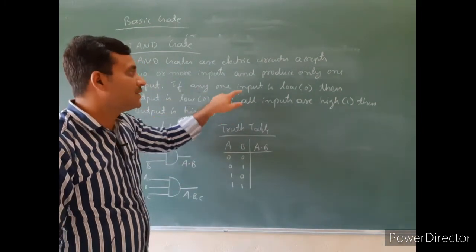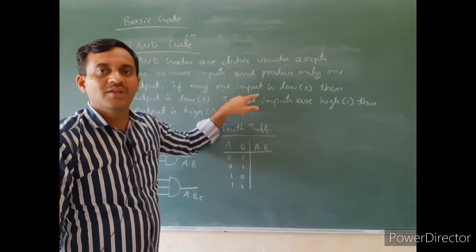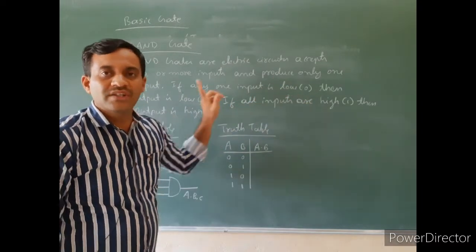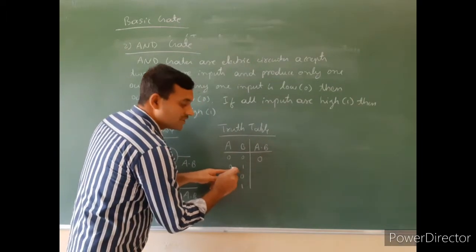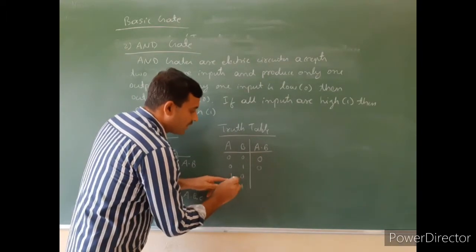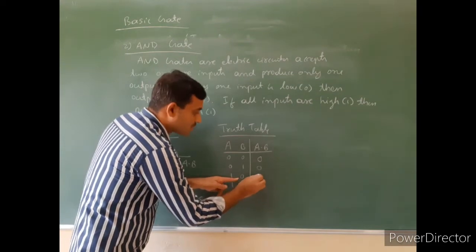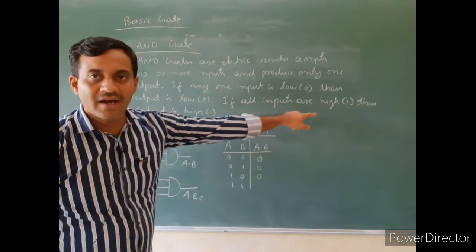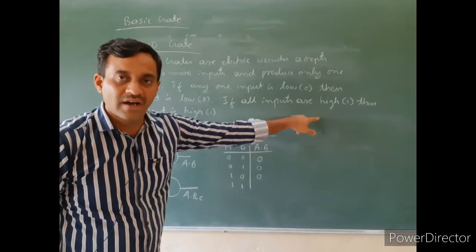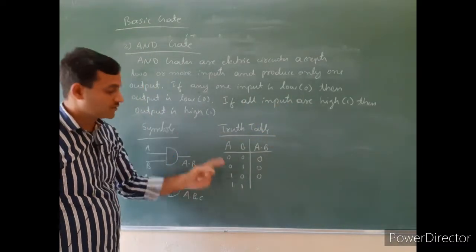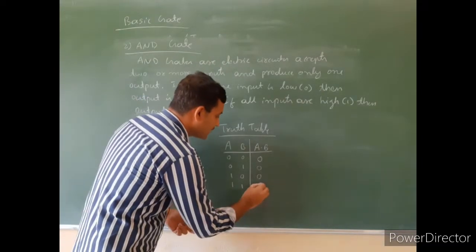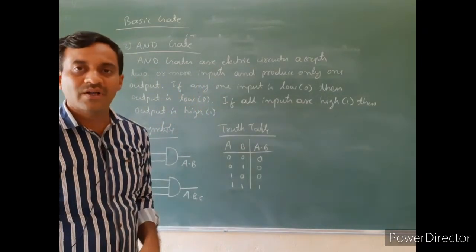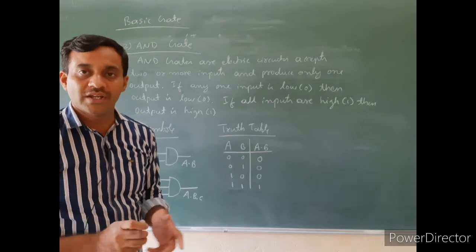If any one input is low, then the output is low. See here 0 0, then 0 1, any one is 0, then the output is 0. 1 0, any one is 0, output 0. If all inputs are high, then the output is high. So in the last combination, all inputs are 1, hence the output is 1. This is the truth table for 2 variables or 2 inputs.